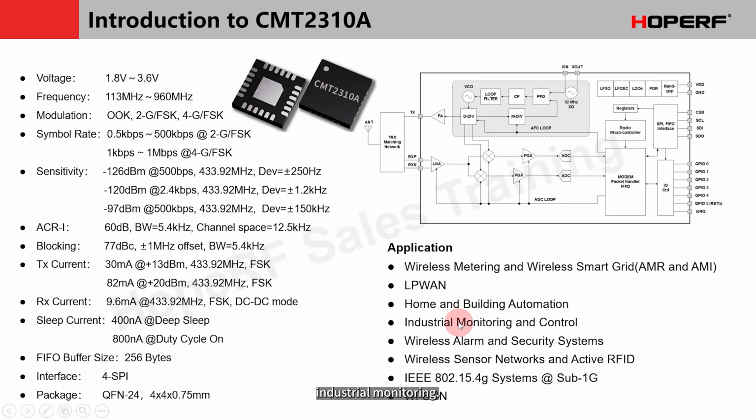Industrial monitoring. Building security systems. Wireless sensor networks and active RFID. In addition, CMT2310A supports Sun PHYs, FSK, defined in IEEE 802.15.4G. Therefore, it also supports the Wi-SUN FAN 1.0 version.